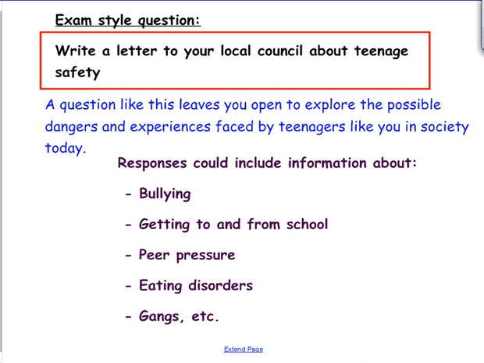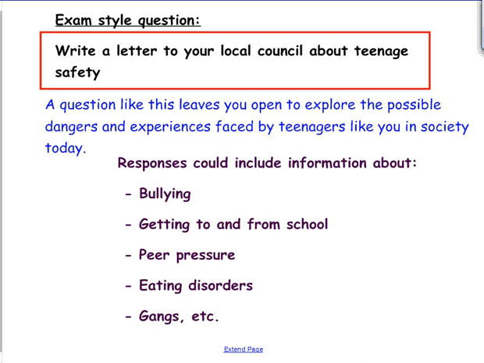This is another exam-style question that you could be asked. Write a letter to your local council about teenage safety. A question like this leaves you open to explore the possible dangers and experiences faced by teenagers like you in society today. Responses for this could include information about bullying, getting to and from school, peer pressure, eating disorders, gangs, and many, many more. It is up to you to decide what you want to talk about and in what order you want to discuss it.